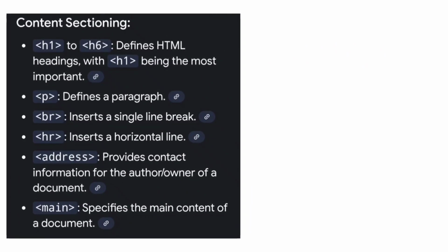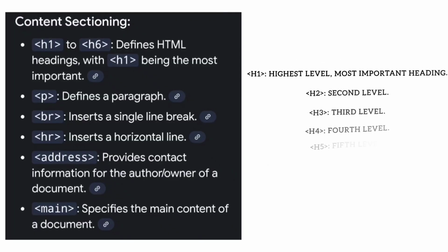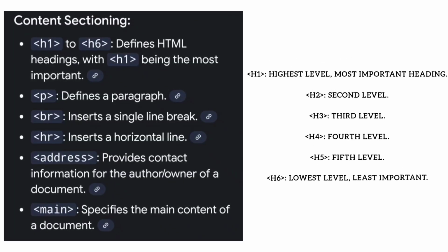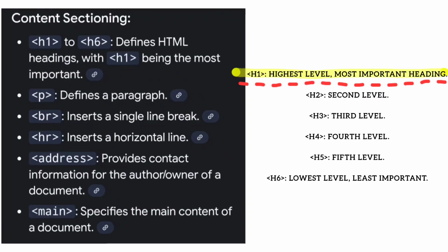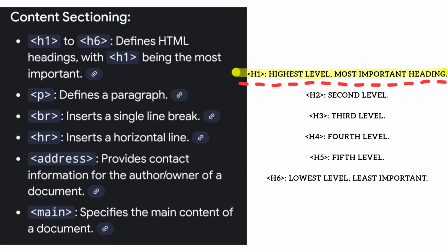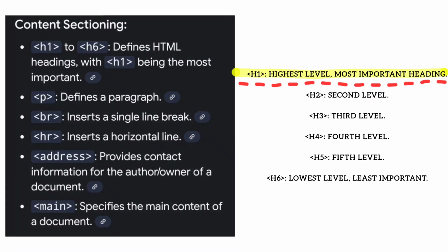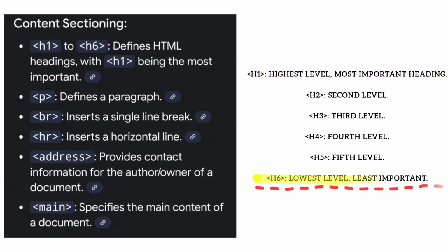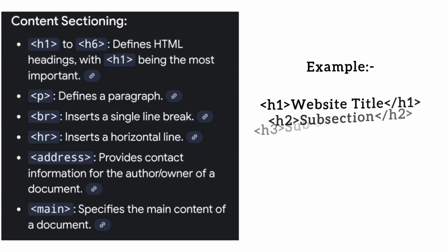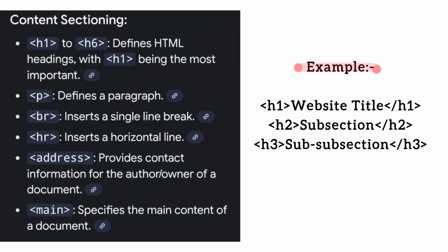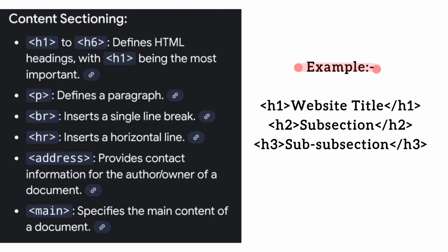There are 6 levels of heading tags present in HTML, where H1 is the highest or most important heading tag. Usually it is used for the title or main heading, and H6 is the lowest or least important heading tag. This is an example of an HTML heading tag.